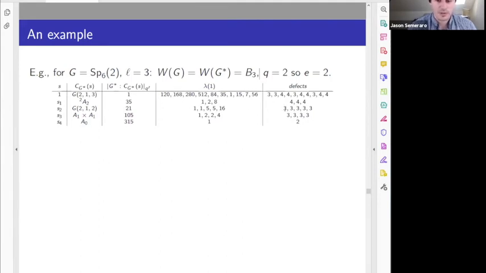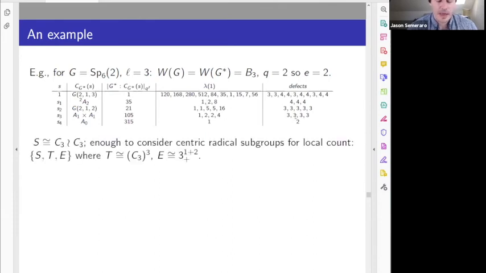And now I've recorded also the defects of the characters, which is obtained by looking at the defect of this character and the defect of this character. I should say the height of this character and the height of this character, and then we work out the defect by taking the difference from 4, which is the defect of S, if you like, the height of S. The L-power divide, I guess.